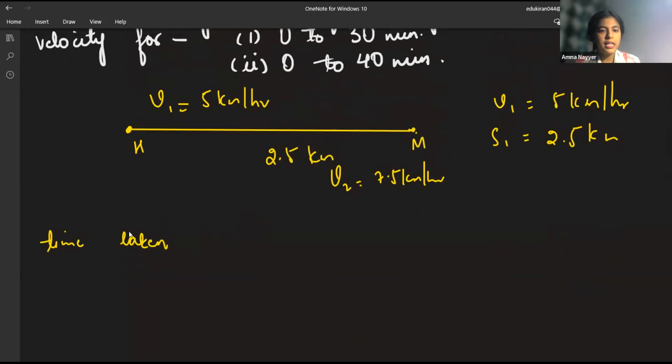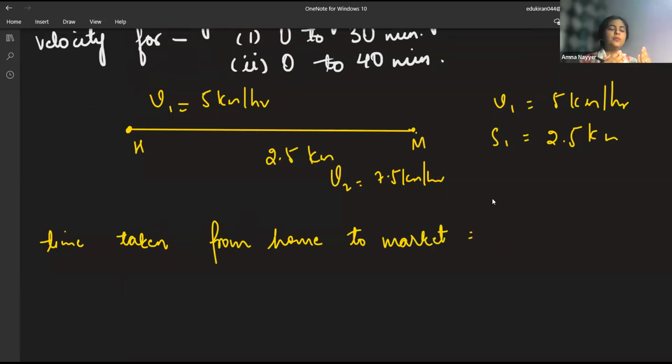Time taken from home to market. So speed is equal to distance by time, right? So what will time be equal to? Distance by speed. Speed is equal to distance by time, so time would be equal to distance by speed.